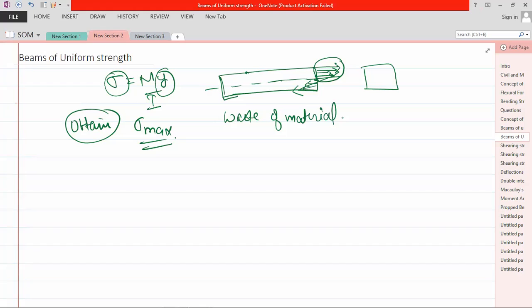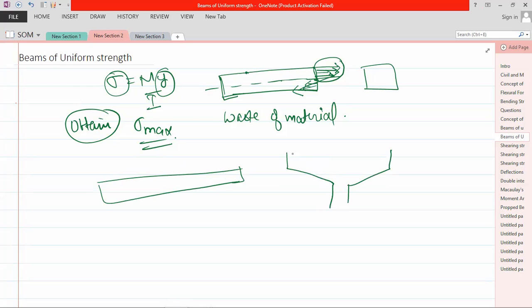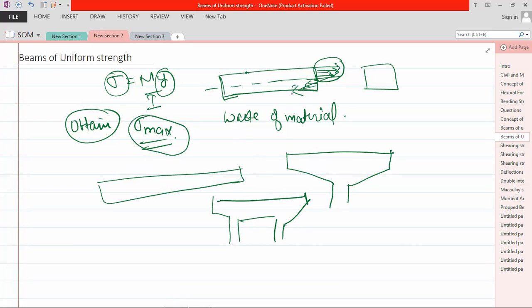I hope you have seen flyovers in your city. Suppose this is your flyover. They don't make it uniform. You can see that sometimes it has this shape. Sometimes they make it with two columns, one column here, one column here, and they make it this way. This is not uniform. Why? Because sigma max is at the upper fibers only, elsewhere it is lower. If you design the beam for sigma max, then the whole body will be designed according to sigma max, but it is not required.